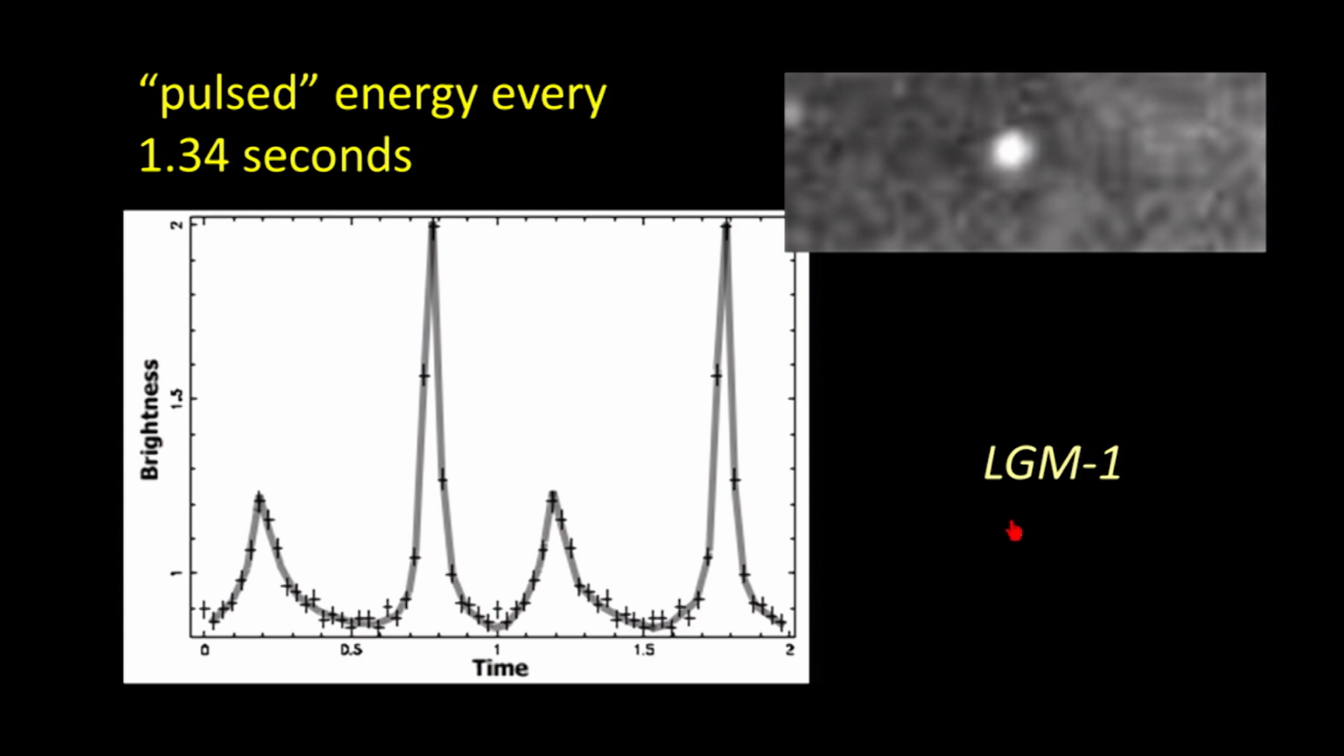And LGM stands for Little Green Men number 1, because at first they thought maybe they had discovered evidence of alien life in our universe that was somehow signaling other forms of life in the universe. So LGM number 1 was this mysterious pulsation of light that was occurring on a regular basis. Some object in our universe was doing this.